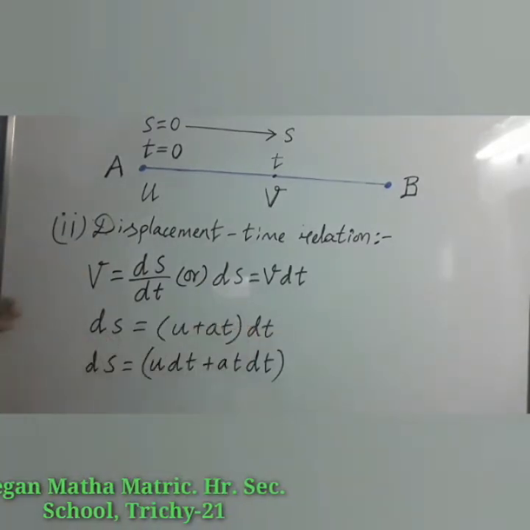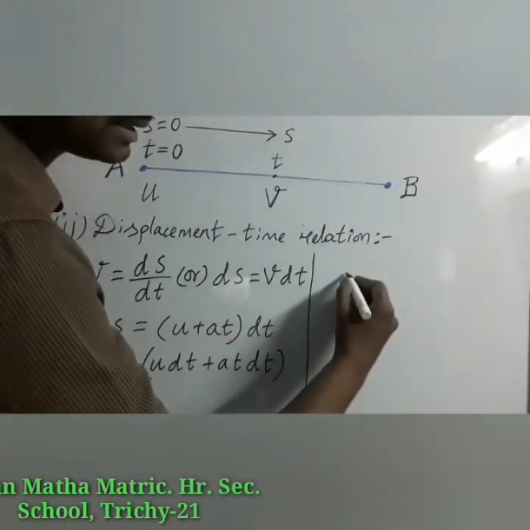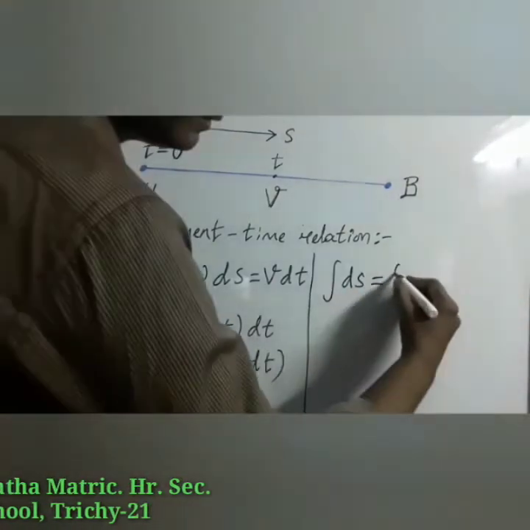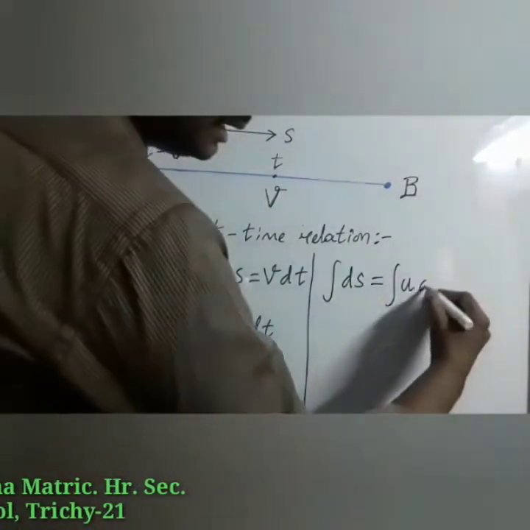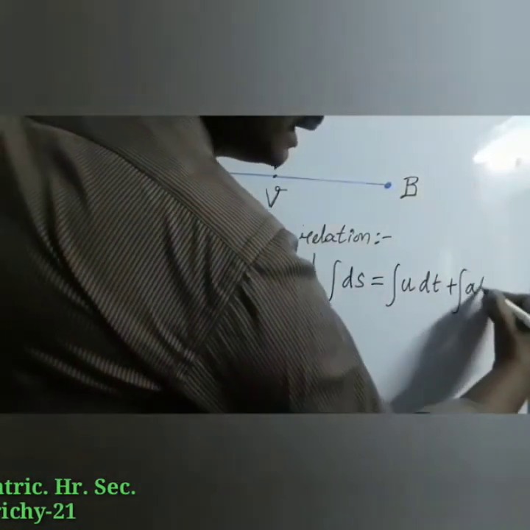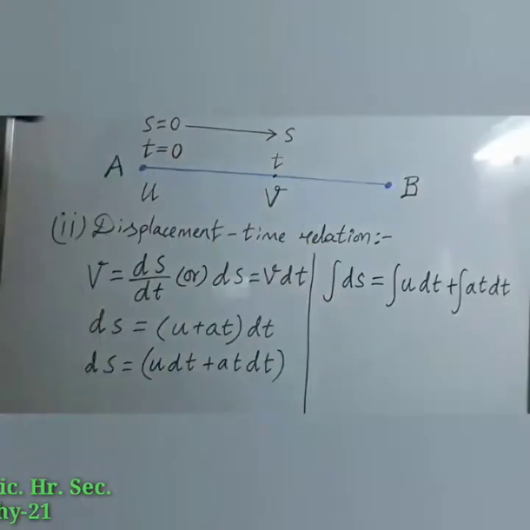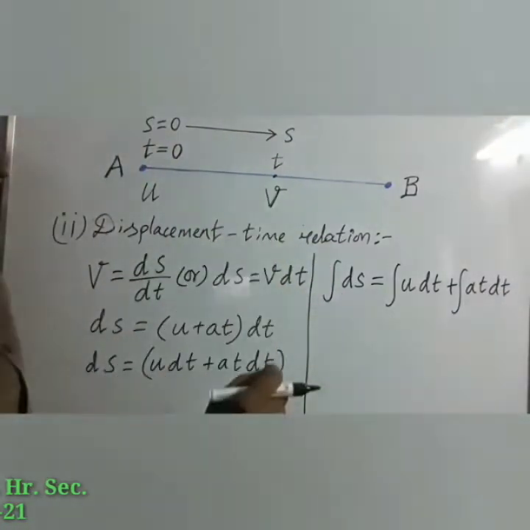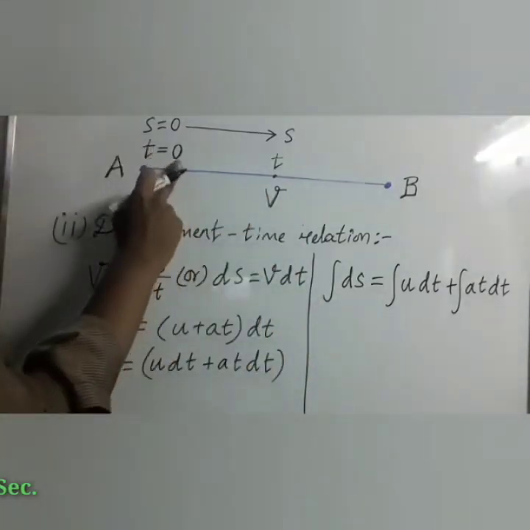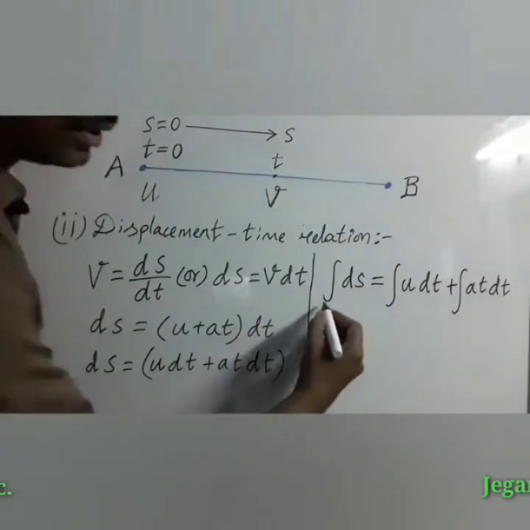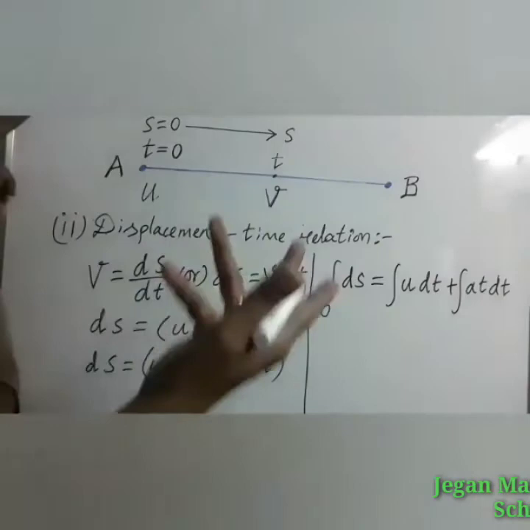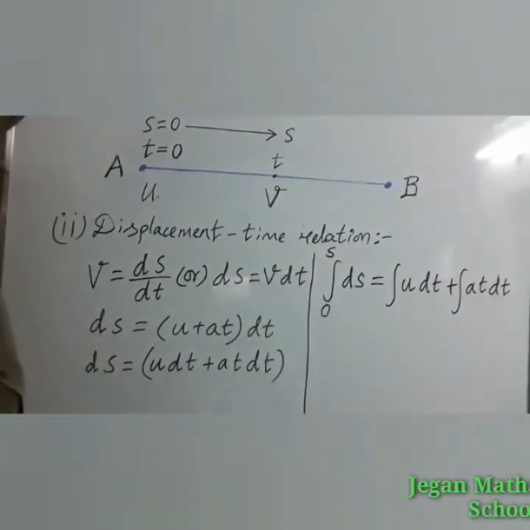I am going to integrate this equation, the left side ds. So integration of ds is equal to integration of u dt plus integration of at dt. We have to apply the lower limit and the upper limit. Here you are going to integrate the ds, displacement, at t equal to 0. At the initial state, what is the displacement? Displacement is equal to 0. So at the lower limit you can write 0. After time t, the displacement is taken as s. So upper limit can be taken as s.